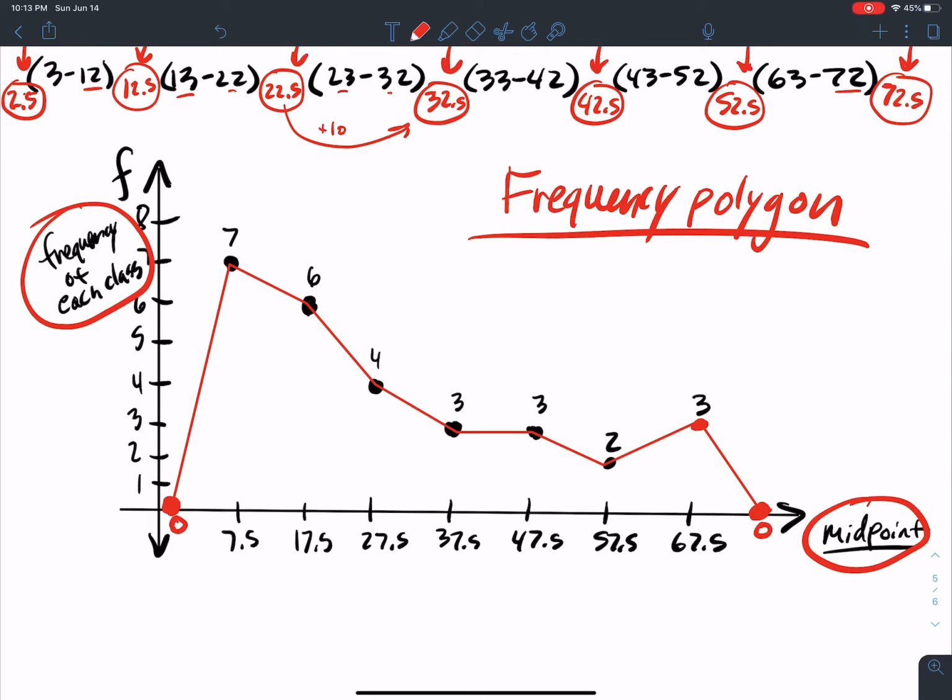Technically, with this first value here, you're adding 10 to go this way, so to go that way, you subtract 10, so that technically would be a negative 2.5. I'm not going to be a huge stickler on that. And this would technically be 77.5 over here.